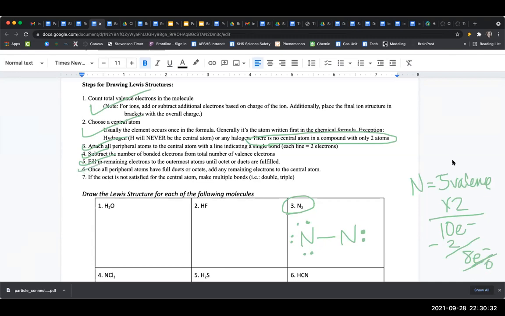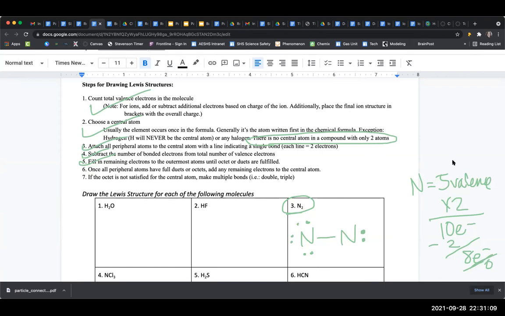Then it says if the octet's not satisfied for the central atom, make multiple bonds. So in this case, there's not a central atom. However, when I add them up, this nitrogen has 2, 4, 6, 8, which is great. But notice the one on the other side only has 2, 4. So that's not going to work. In this case, I will need double or triple bonds to make my octets work.